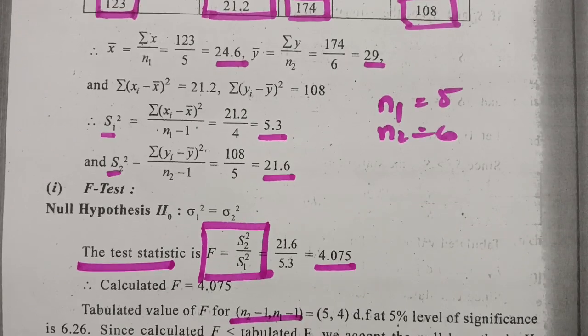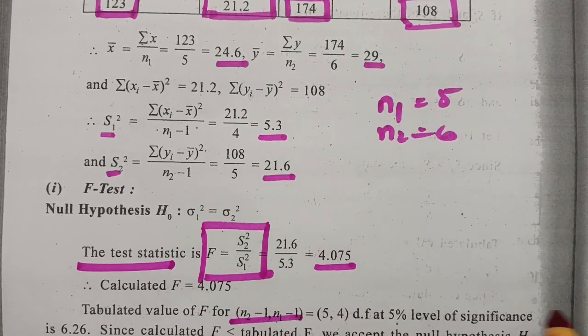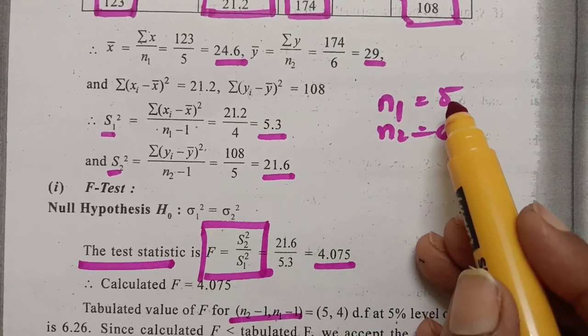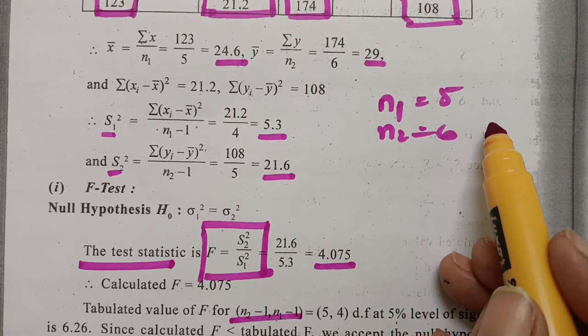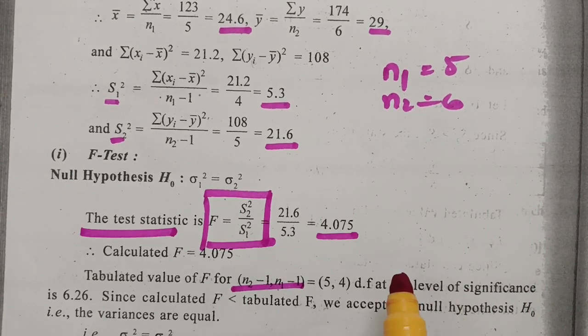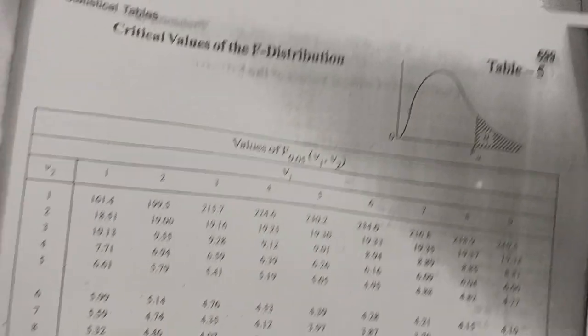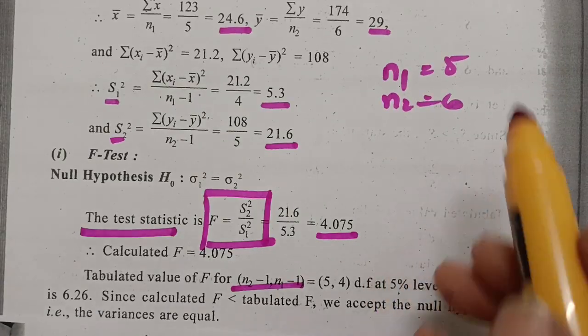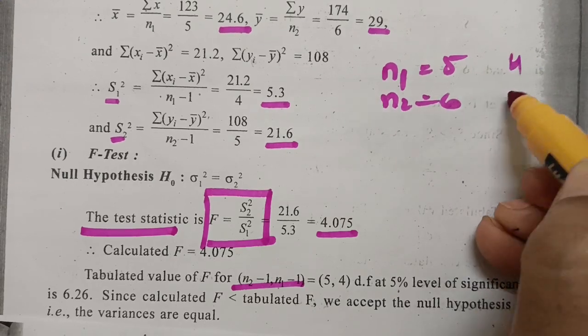So what is n1 here? Generally n1 minus 1, n2 minus 1. So this is 4 comma 5 at 5% level of significance. Here I am going to check in the F distribution table. So here is the F distribution table. N1 minus 1, so what is n1 minus 1? This is 4 and this is 5.